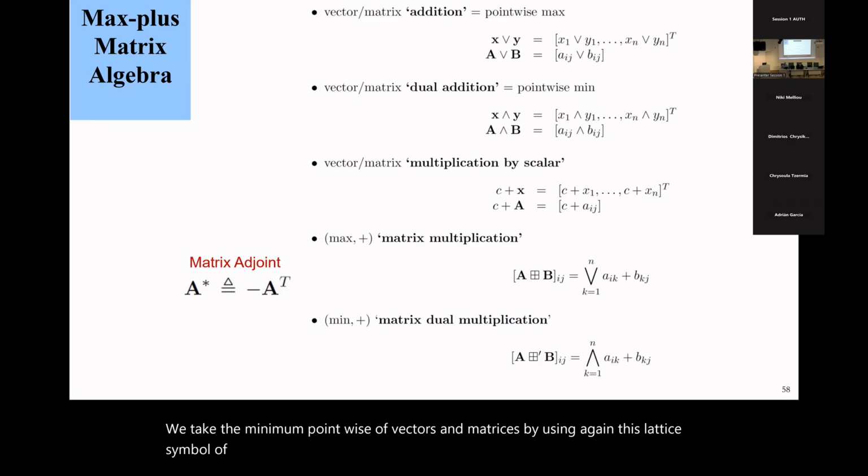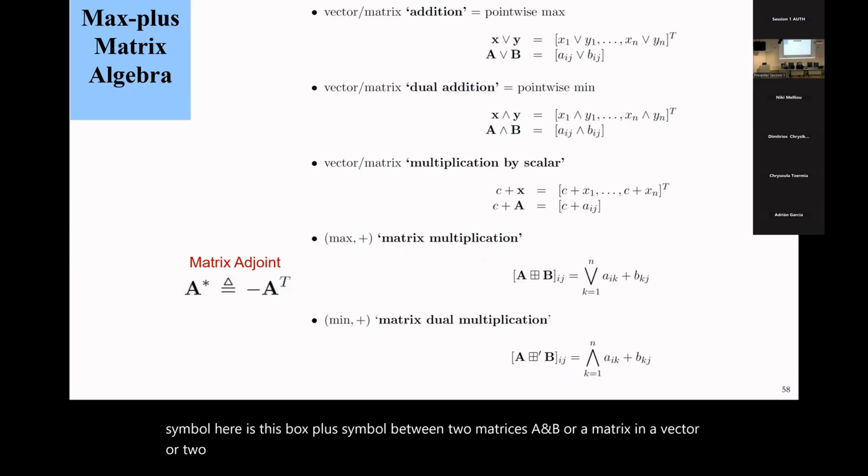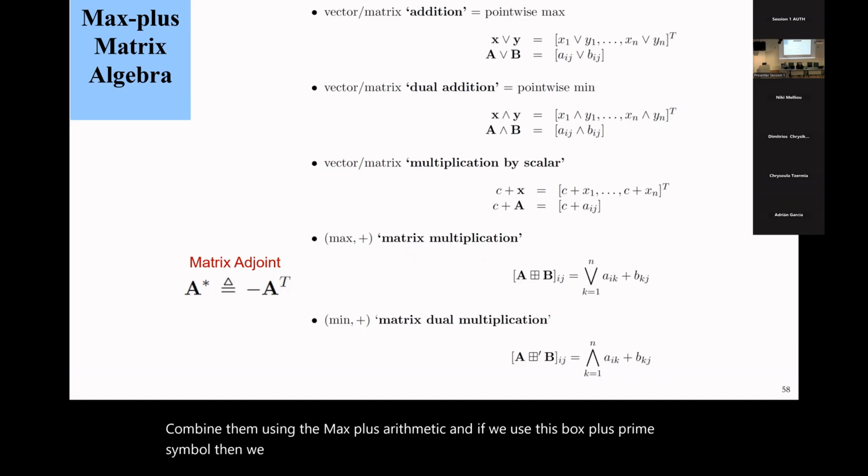We add constants to vectors and matrices, and the most general symbol here is this box plus symbol between two matrices A and B, or a matrix and a vector, or two vectors, which means we combine their elements, row with column, using the max plus arithmetic. And if we use this box plus prime symbol, then we mean min plus matrix products.